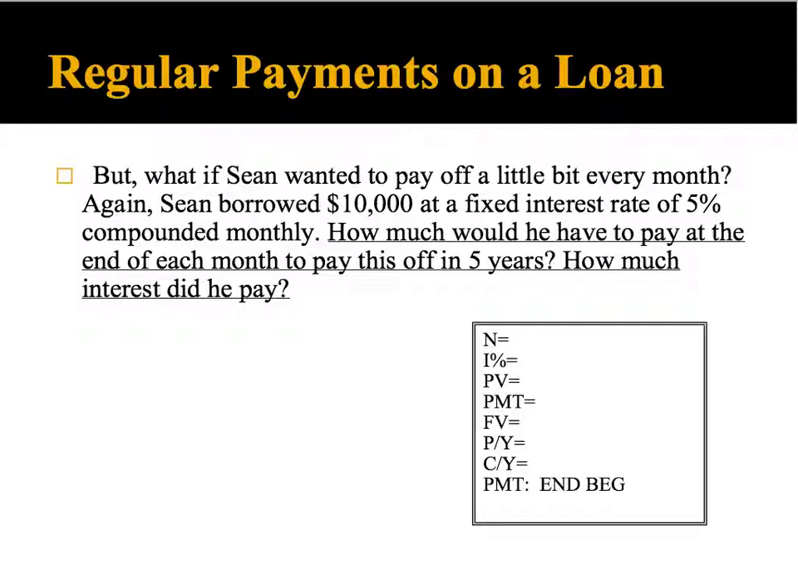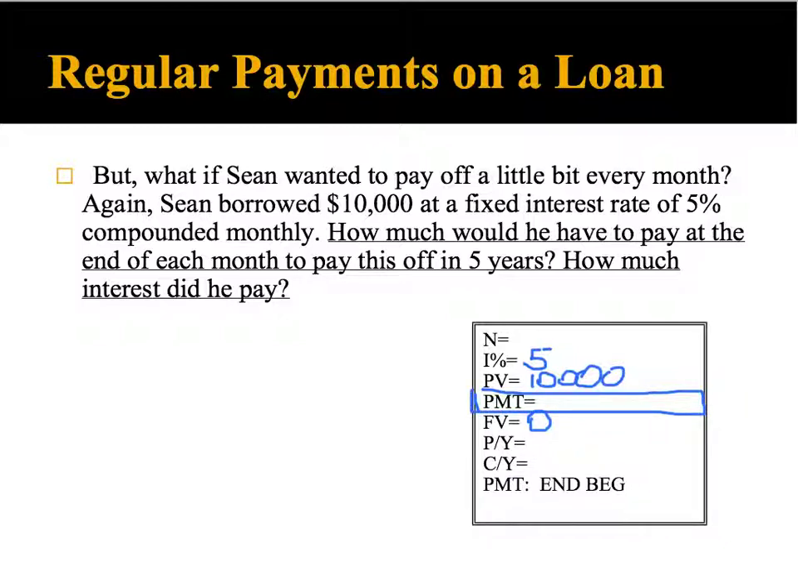So let's see. We've got an interest rate of 5%. Write a 5 in for I. We've got a present value of $10,000 owing. We could call this a positive $10,000 because it's money that came in to Sean. And at the end, he's going to have nothing owing after having made all these payments. And it's really the payment that we don't know. So we'll have to solve for that.